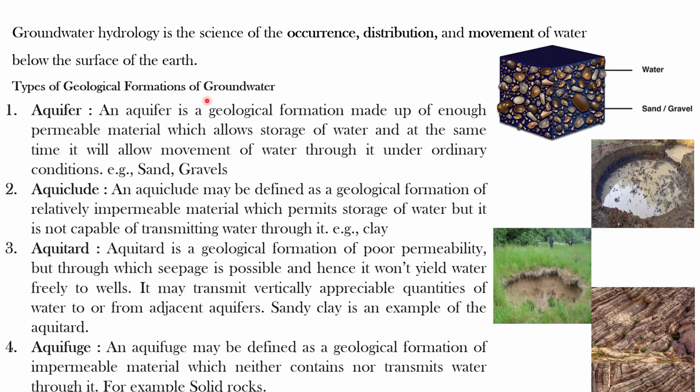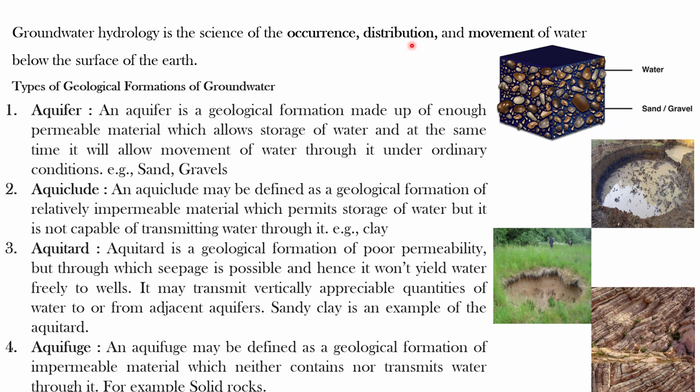So generally, what is groundwater hydrology? You can see here, it is the science of occurrence, distribution, and movement of the water below the earth's surface. This means that we can study where the groundwater is found, how much is available, and how it is going to move through soils and rocks.